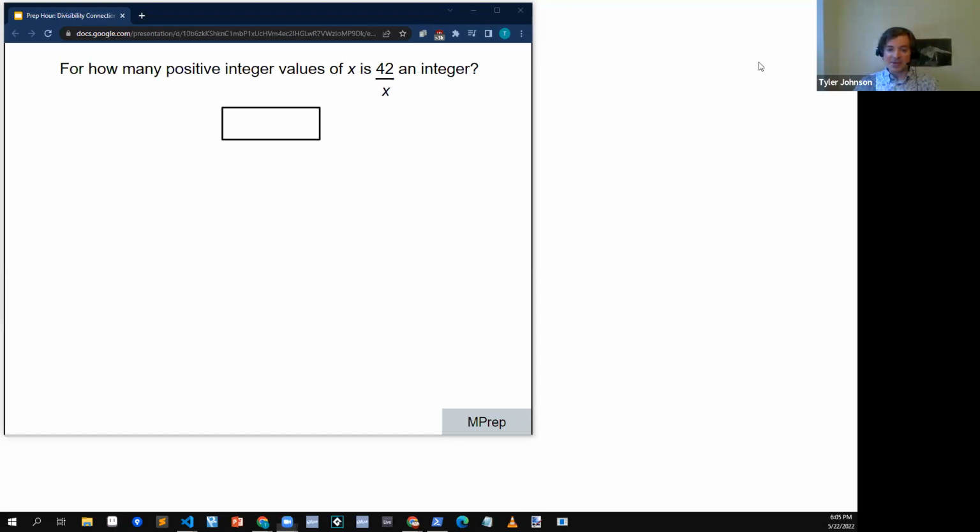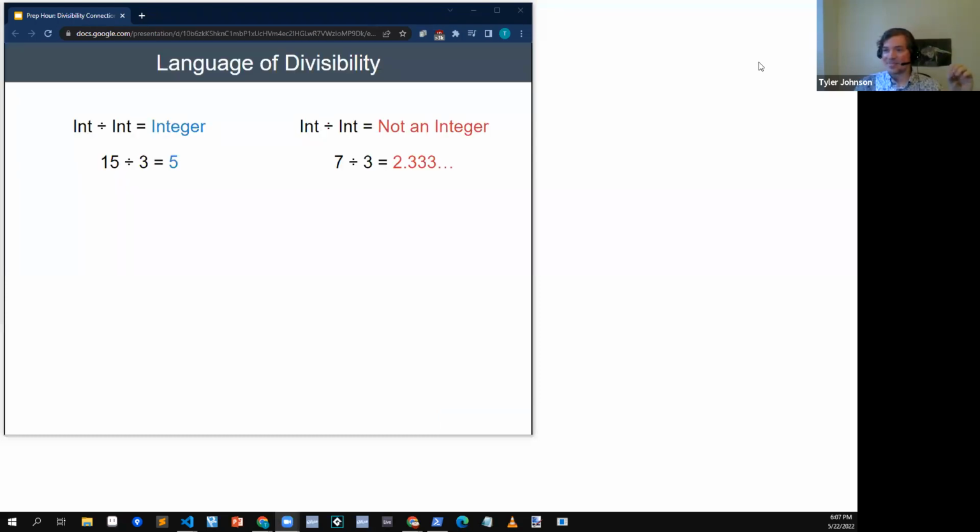So one thing you'll need to do to get good at this exam is learn the different coded language the test writers will throw at you. So here we've got this problem, and it's saying how many positive integer values of x is 42 divided by x an integer. It's a mouthful of words, but ultimately what you want to recognize is that when you have some integer divided by an integer and it results in another integer, it's testing this concept of divisibility.